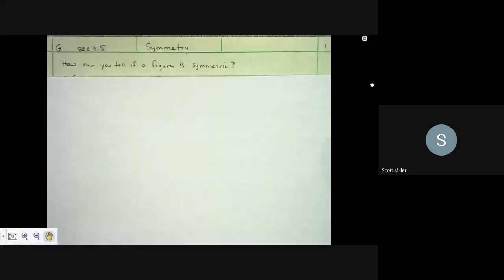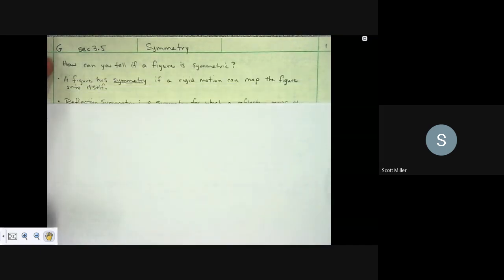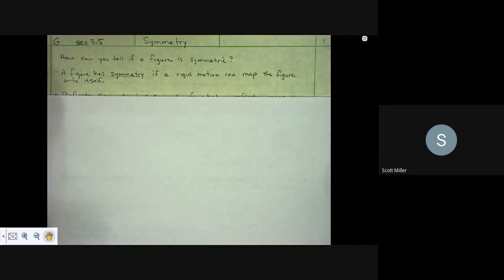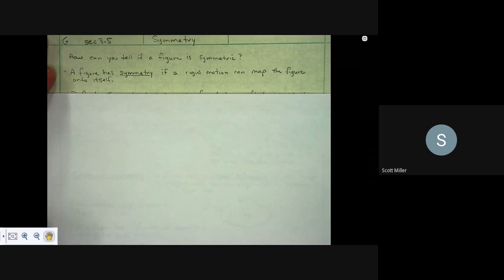So this is section 3.5, symmetry. How can you tell if a figure, a shape, is symmetric? What are we talking about? Well, let's define these things. A figure has symmetry if a rigid motion can map the figure onto itself.